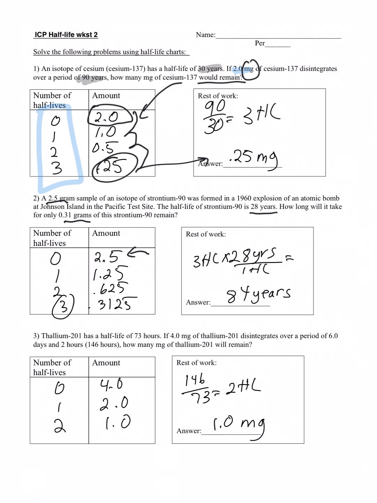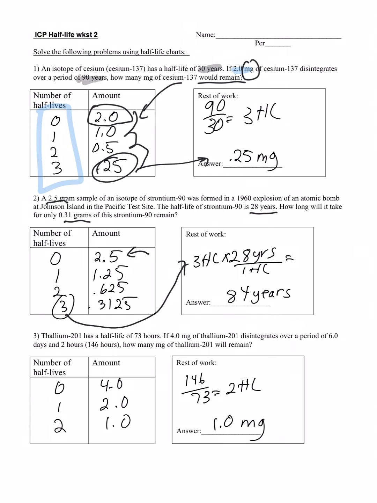So first I take 2.5, I divide it by 2. That's 1.25. I'm not there yet, I need to get to 0.31. So I divide that by 2, it's 0.625. Not there yet, but I can tell I'm getting close. Divide it one more time here, and I get 0.3125. Now, if it just asked me how many half-lives this was, I would be done. I would say 3. However, it wants to know how long this takes. So I'm going to take 3 half-lives and the 28 years. Each half-life is 28, so 3 times 28 is 84. You could add 28, 28, 28 if you wanted to, so 84 years.